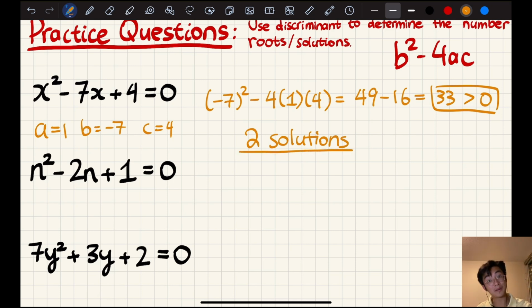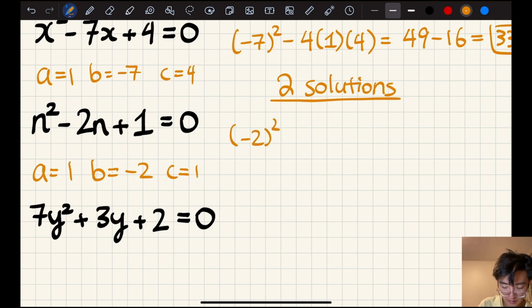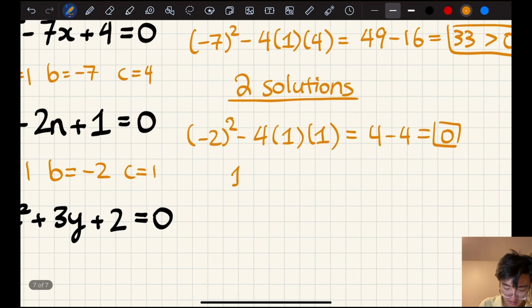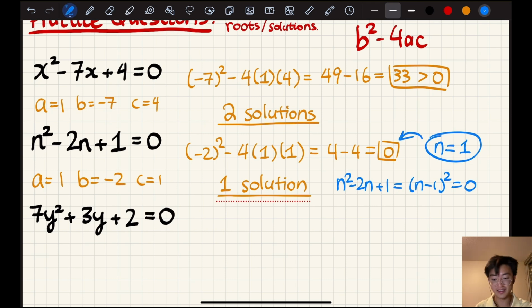You're more than welcome to check on a graphing calculator if you're unsure. Right here, a is 1, b is negative 2, c is positive 1. Alright, so b squared is negative 2 squared minus 4 times a, which is 1, times c, which is also 1. 4 minus 4, getting us 0, which means there is 1 solution. We can quickly check this one too, right? n squared minus 2n plus 1 is just n minus 1 squared equals 0. So we know n is just 1. So this is the only solution right here.